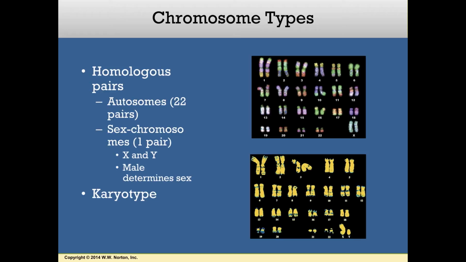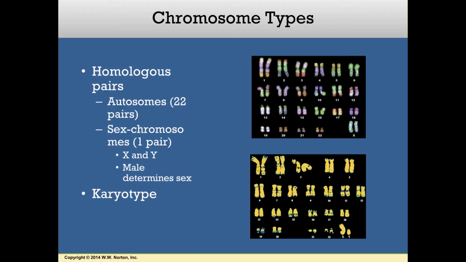22 of the 23 homologous pairs of chromosomes are referred to as autosomes. The 23rd pair determines the sex of the individual and is appropriately named the sex chromosomes, X and Y. Females have 2 X chromosomes, one inherited from their mother and one from their father. Males have an X and a Y, the X from their mother and the Y from their father.